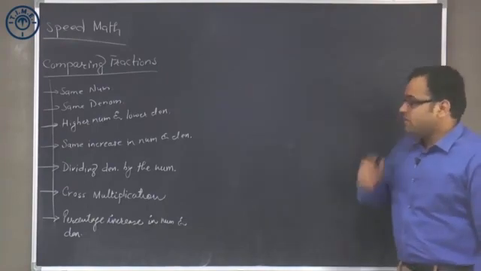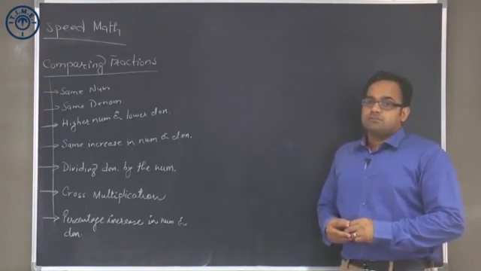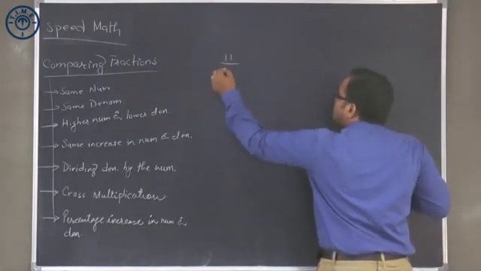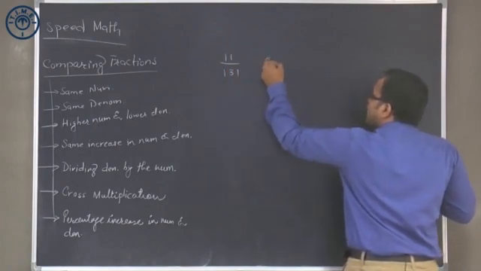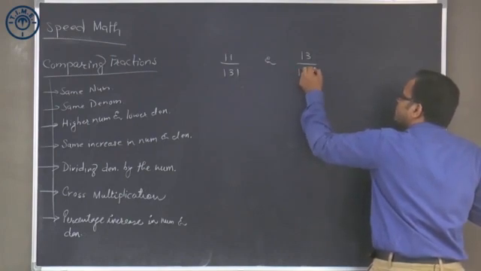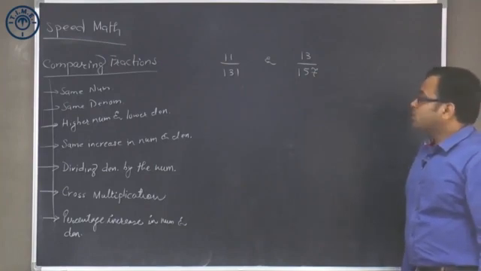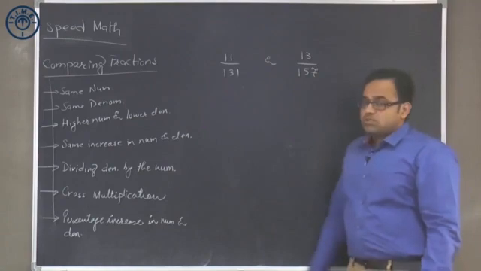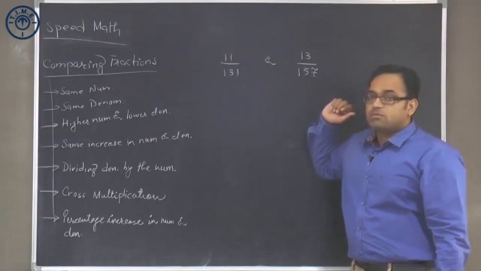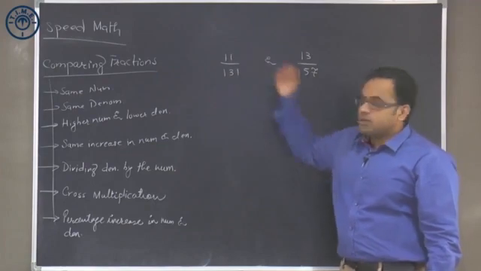Sometimes it is more convenient to divide the denominator by the numerator rather than trying to divide the numerator by the denominator. Let us say I have to compare 11 upon 131 and 13 upon 157. Now, which of these two numbers will be greater? It will be very difficult for us to divide the numerator by the denominator, because dividing 11 by 131 will be very difficult. Therefore, what we do is we divide the denominator by the numerator.